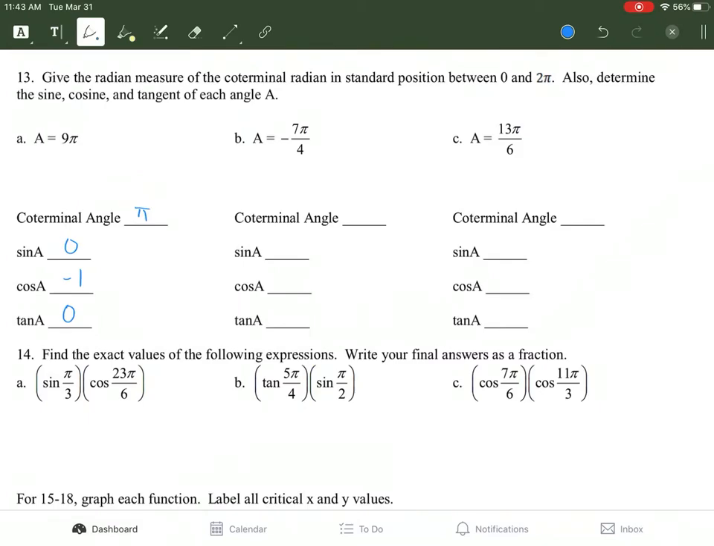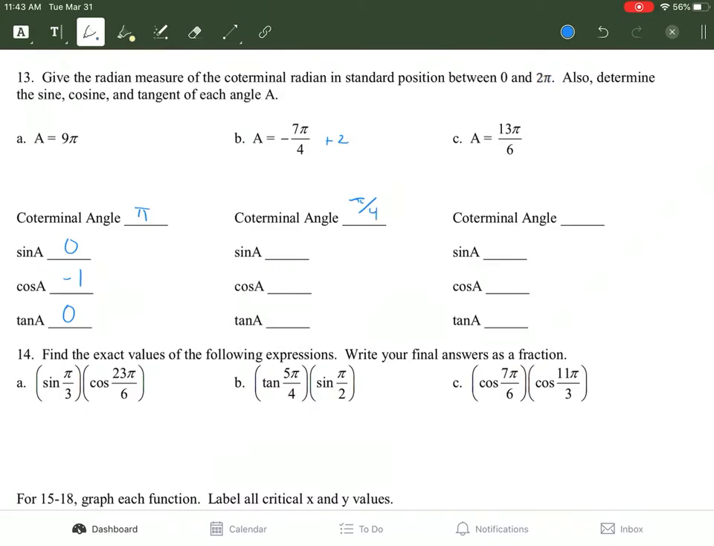For part B, we have -7 pi over 4. That's too small to be on the unit circle. The unit circle is between 0 and 2 pi, and -7 pi over 4 is less than 0. So we have to add 2 multiple times. Or actually, I think it's just once. If you add 2 once, it might be twice, I can't remember. Anyway, you'll get a radian of pi over 4. You'll get 1/4.